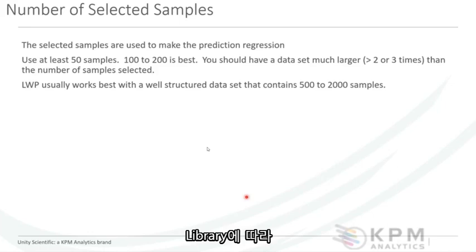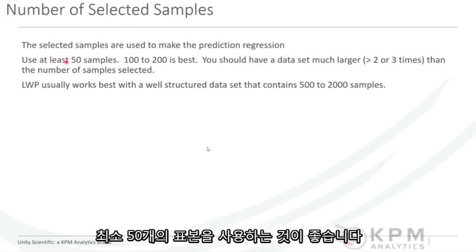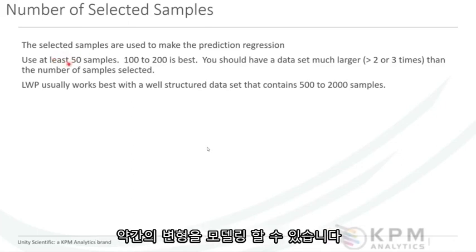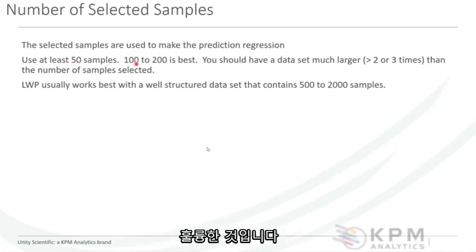And this is very library dependent and a little bit product dependent. This is the number of samples that you're reaching into your large calibration library and pulling out to make your local dynamic regression. We recommend that you use at least 50 samples. You need to get a certain number of samples just to be able to model some variation. If you can do 100, it's great.